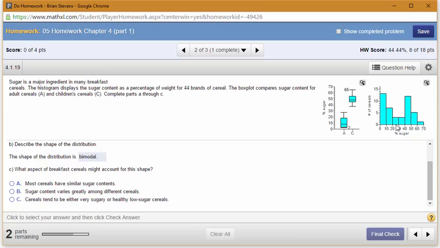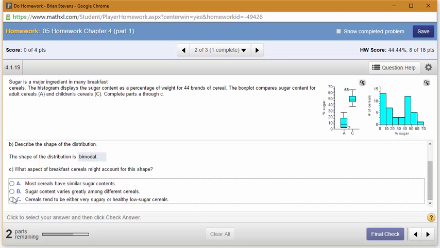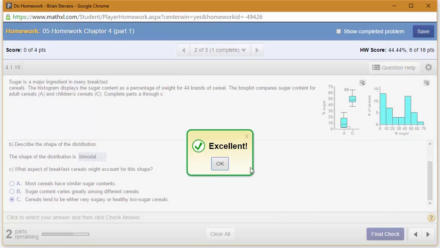What accounts for the shape is cereals tend to be either very healthy or very sugary. And that gives us the two peaks because look at it. They're either very healthy or they're very sugary. And that's why we get the two peaks, the two central mounds of data. So right here is our answer.